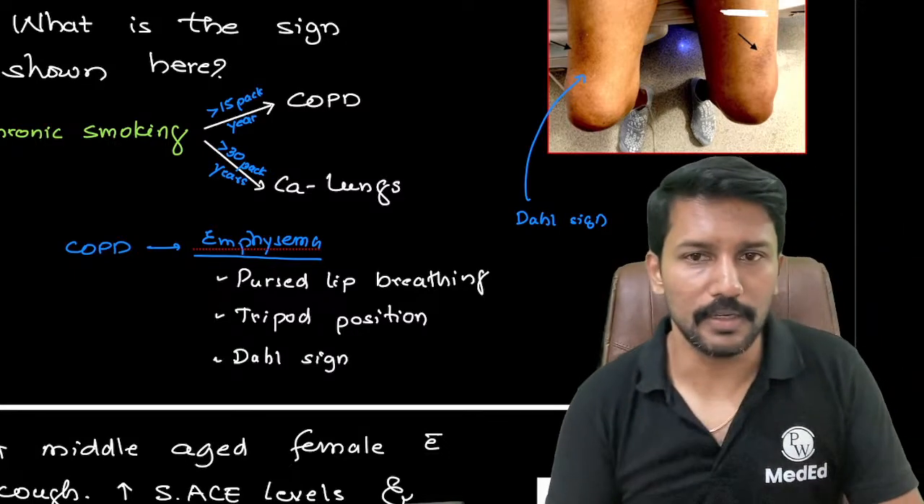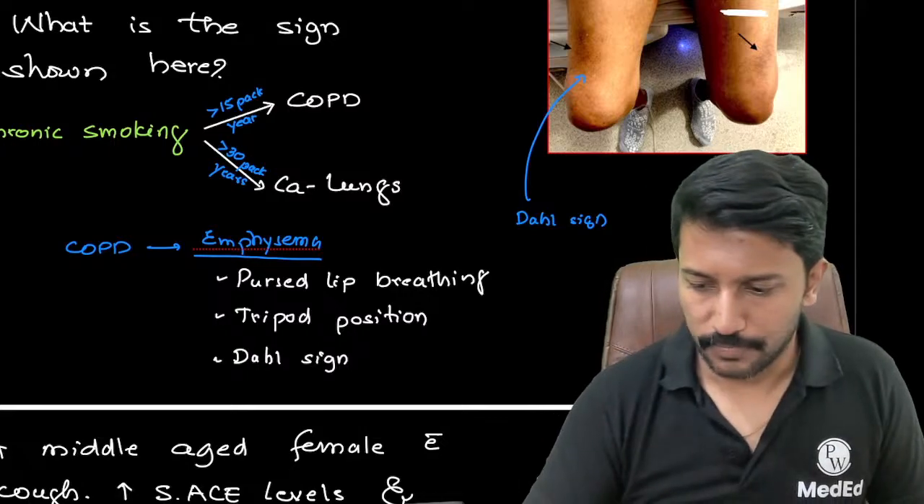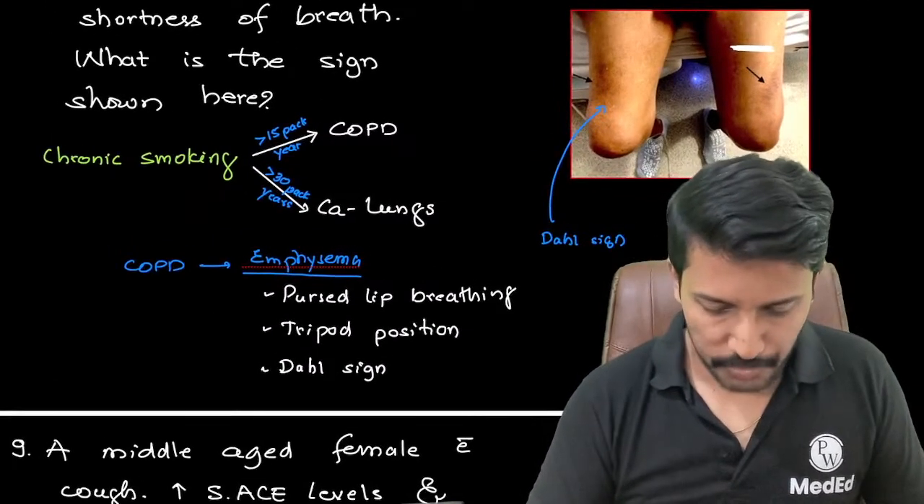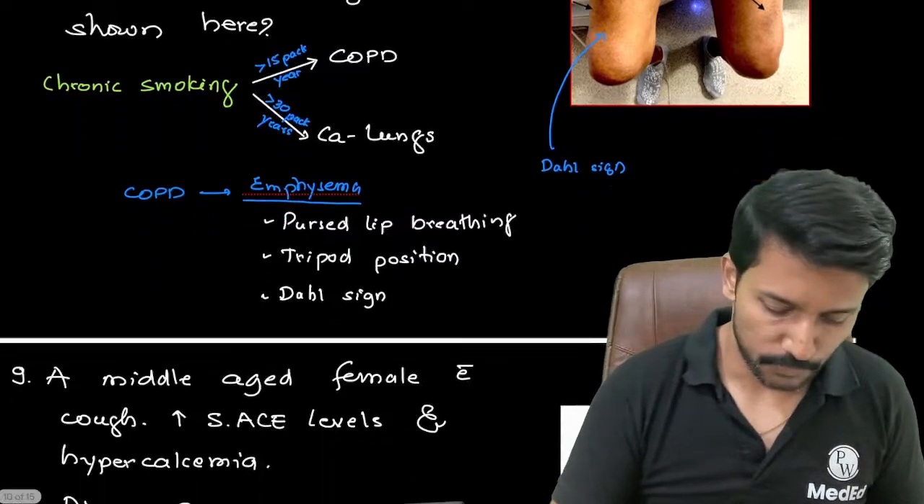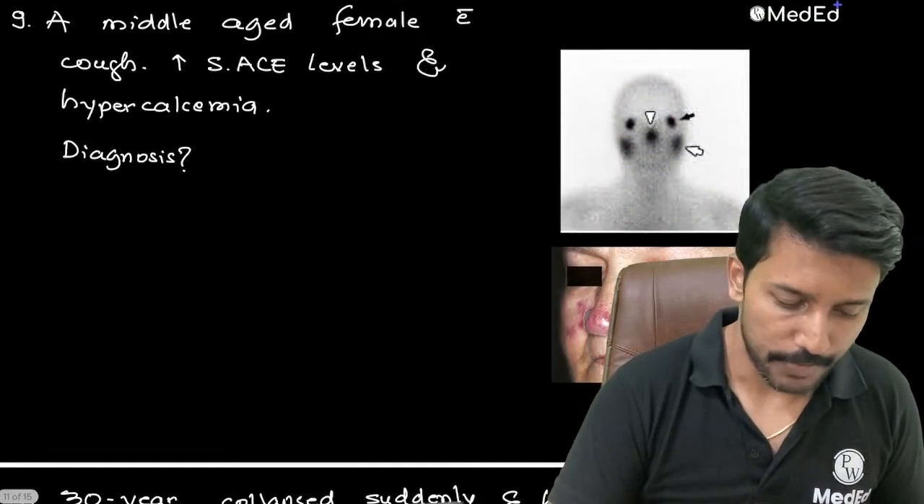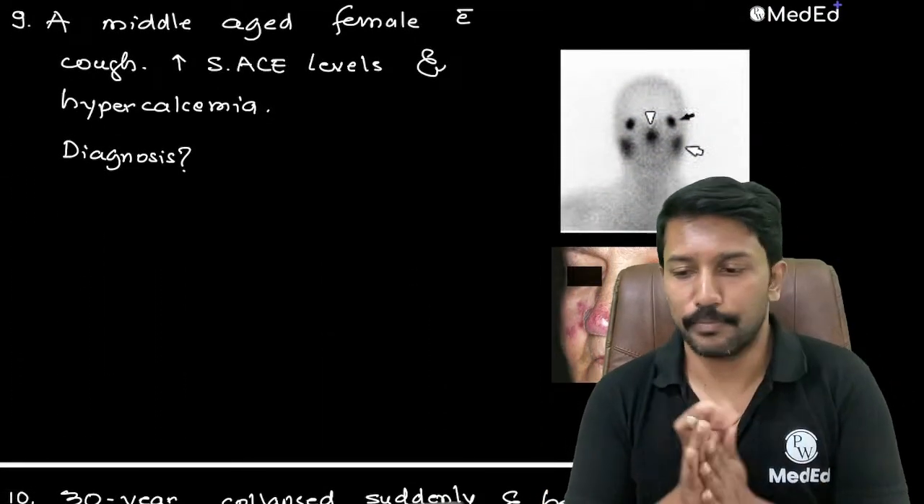So this image is showing what we call as Dahl sign. Yes, a patient with emphysema often needs to use the accessory muscles of respiration when it is especially severe. Okay. Now the next term is important.